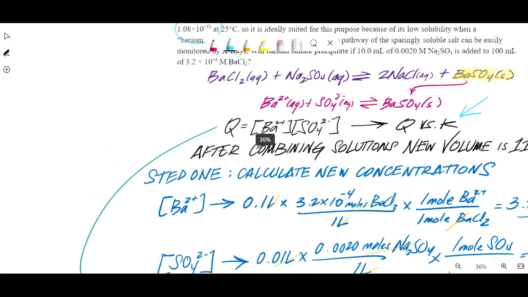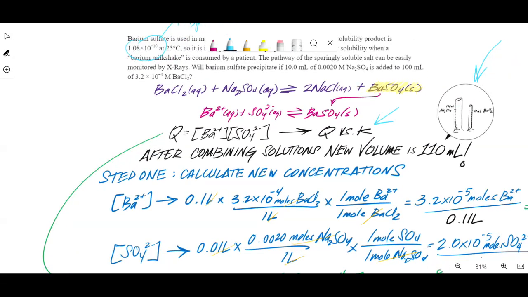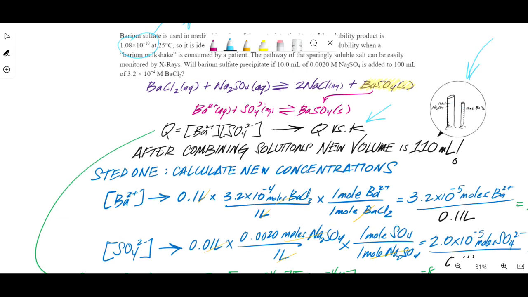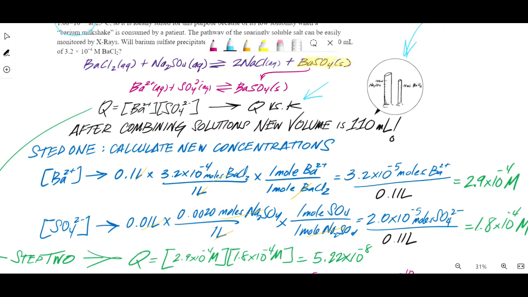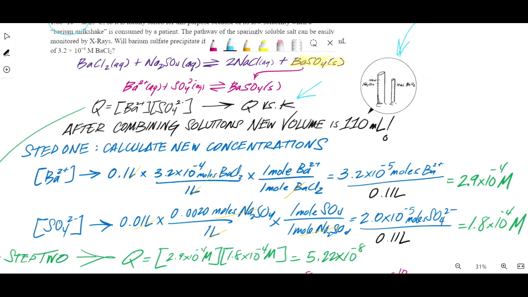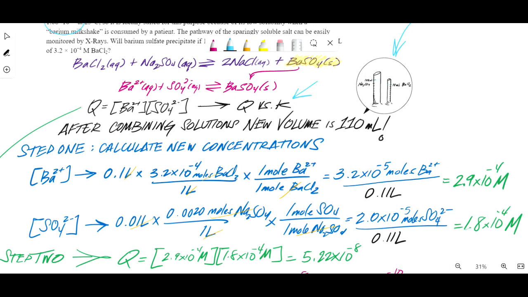Let's zoom out a little bit. You can see that I've calculated new concentrations for both the barium and the sulfate. But let's talk a little bit about how I did that. First of all, you're going to notice that I start those calculations off with volumes: 0.1 liters for the barium and 0.01 liters for the sulfate.